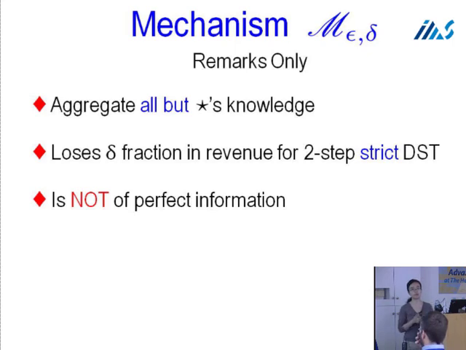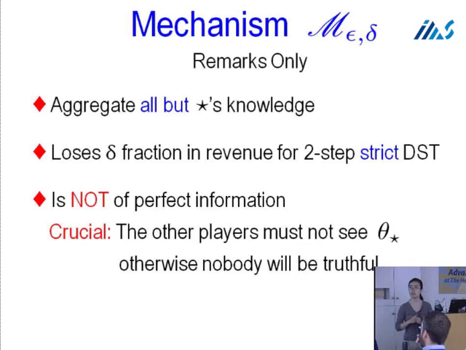Another thing I want to emphasize, which is very crucial, is that this mechanism is actually not perfect information. Well, we know in the literature there are many mechanisms. Typically, the way it works is that the players publicly reveal the information and the mechanism does some calculation. But here it is very crucial that some information is not available to the players, meaning that the other players must not know the value of theta star. Why? Because otherwise they will have incentive to lie about their knowledge. And once they want to lie, the star player wants to lie also. And then we will lose the good benchmark. They're not truthful anymore. So this is very crucial.